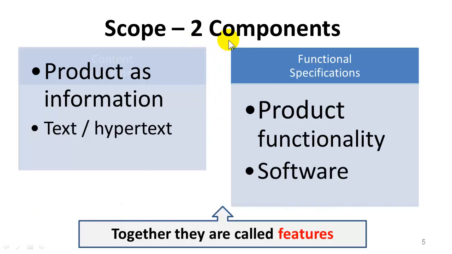So there are primarily 2 components of the scope phase. One is the content specifications, which has to do with the product as a source of information, and the functional specifications, which has to do with the product, kind of like a software application. It's going to be doing something. Now, not all products will be doing something. Some might just be a brochure or a logo or a business card. But here again, this is what goes on in the scope phase, and together we call these things features.